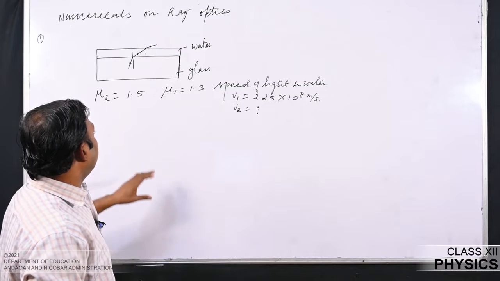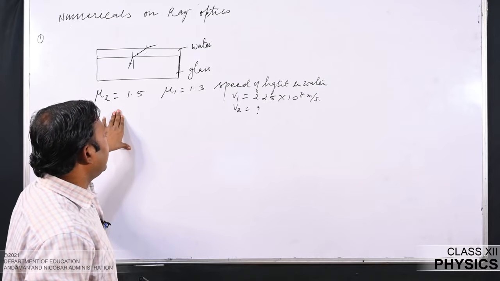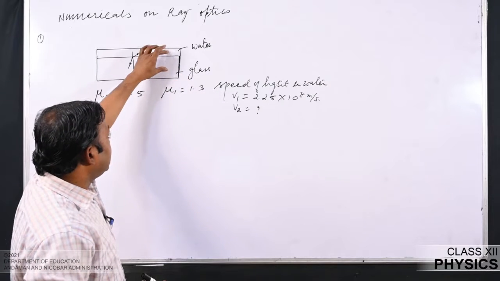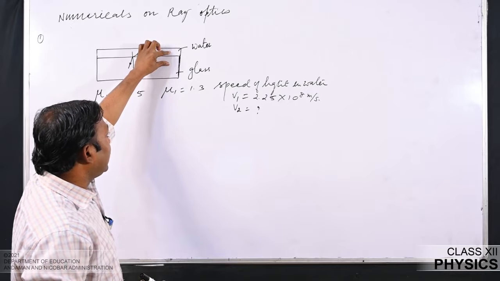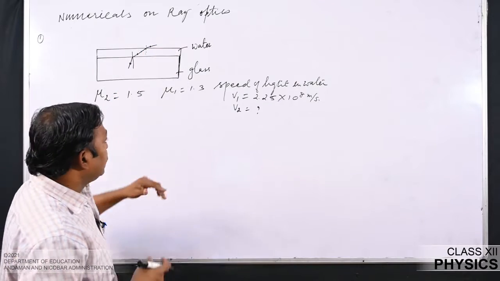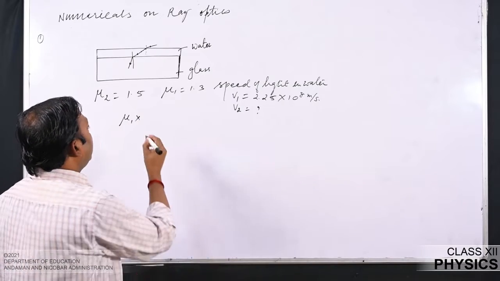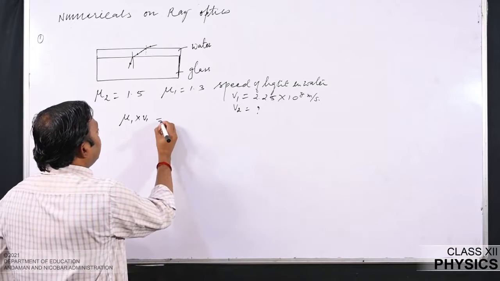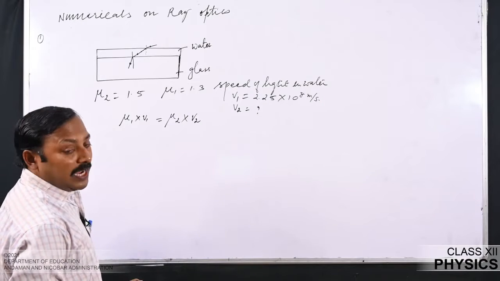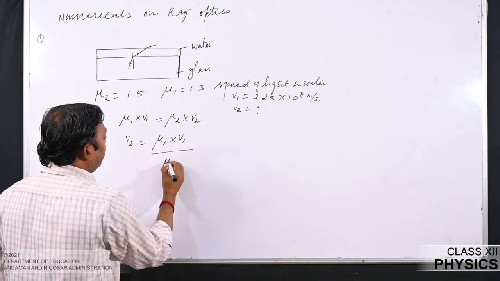Now according to Snell's law we know that refractive index is equal to sin i by sin r, or in other words we can say that the refractive index is the ratio of velocity of light travelled in a vacuum to the velocity of light travelled in a particular medium. For this case the refractive index of glass with respect to water can be written as velocity of light travelled in water to the velocity of light travelled in glass. So we can write like this, mu 1 multiplied by velocity of light in water which is V1, this will be equal to mu 2 multiplied by V2. Now here we have to find out the velocity of light in glass medium. So V2 is equal to mu 1 multiplied by V1 divided by mu 2.